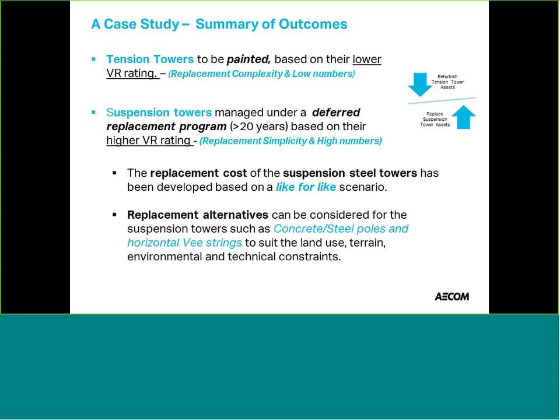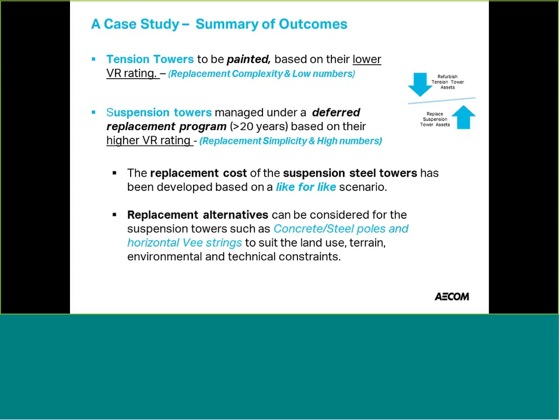It made sense to refurbish the tension towers. The replacement complexity alone, they're talking $600,000-700,000, just to name a figure, for a standard tension structure, and again, at low numbers. When we look at suspension towers, the idea there is to basically replace them, but you don't have to replace them today. We're talking about a deferred replacement program. This is where stage 2 comes in.